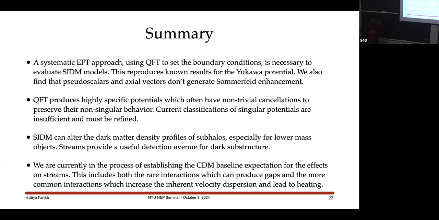And we argued that streams are really good at getting after a lot of these things which we can't look at observationally. Currently we're in the process of doing the CDM baseline, but once we have that, we can move on to doing the SIDM analysis, top to bottom, and that'll give us a way of hopefully constraining other regions of the SIDM parameter space that haven't been looked at when you look at things like dwarf galaxies or clusters and things like that.